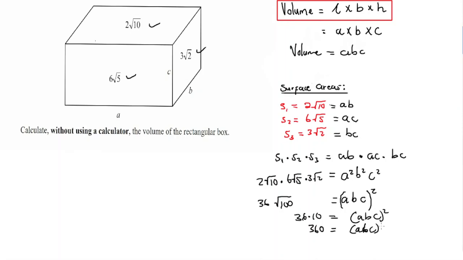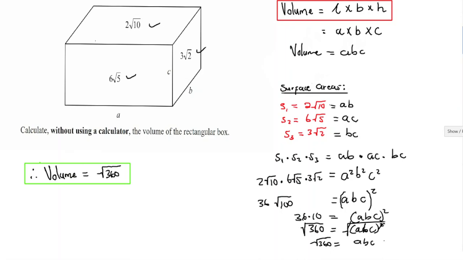ABC squared equals 360. When I take the square root of both sides of the equation, I get ABC, because the square and the root cancel each other, and I'm only left with the square root of 360. Therefore the volume is equal to the square root of 360.